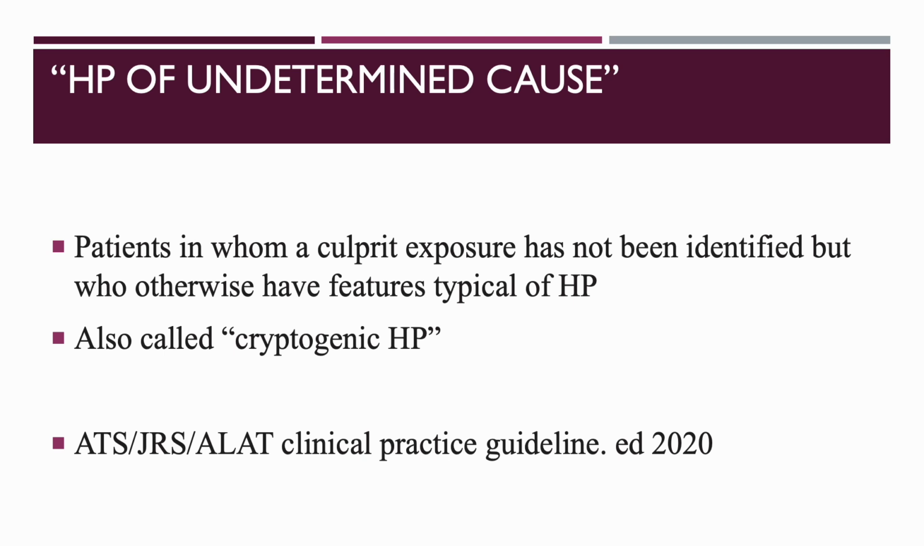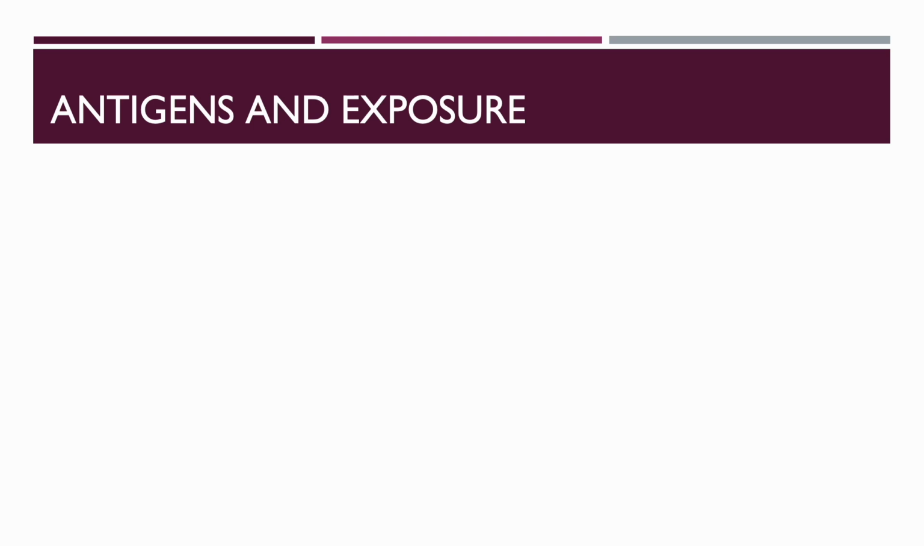It's also called cryptogenic HP, and was part of the ATS/JRS/ALAT practice guideline in 2020. We do not use the terms acute, subacute, and chronic now. They have been taken off. The main reason was that it does not make a significant difference in approach to management, so these terms were taken off. Now let's come to certain antigens and the exposure.